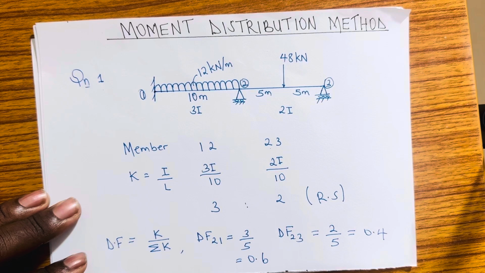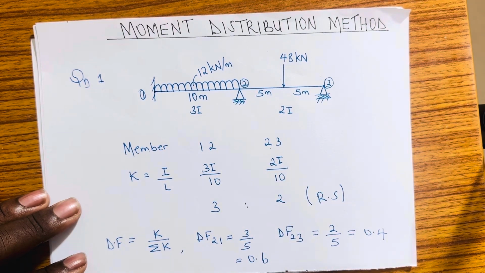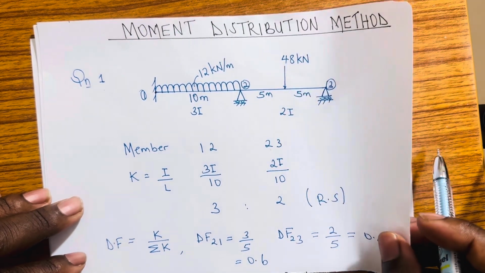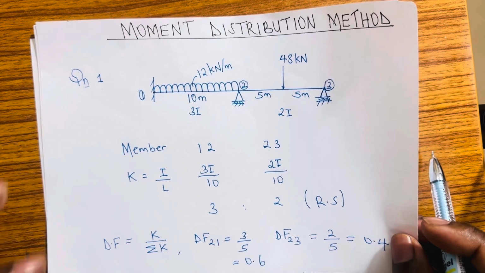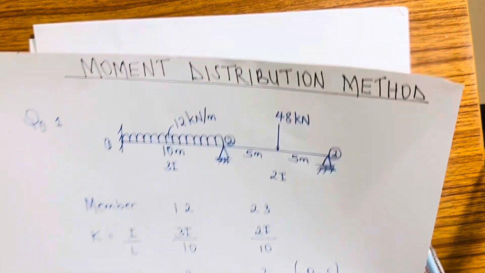One keynote is that the summation of the distribution factors at a joint must be equal to unity, which is 1. Check it. 0.6 plus 0.4 at this joint 2 is giving us 1. Then you are correct. Next step, finding fixed end moment. So you have to follow step by step from stiffness to distribution factors to fixed end moment. Let's move.